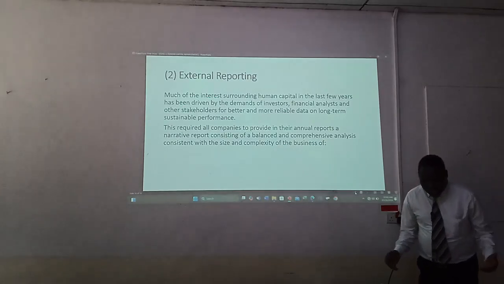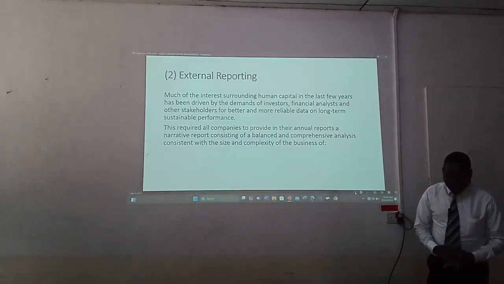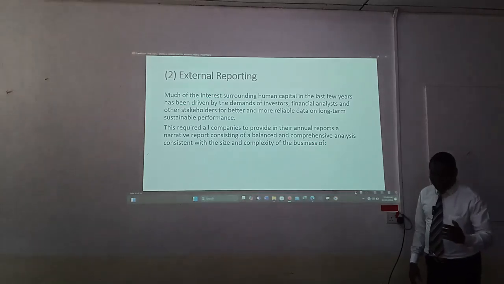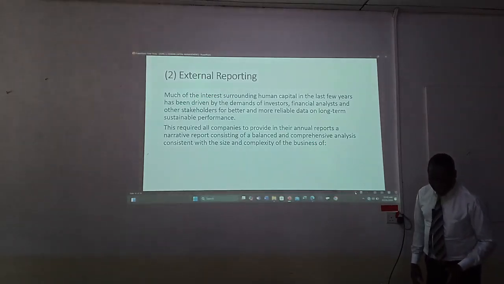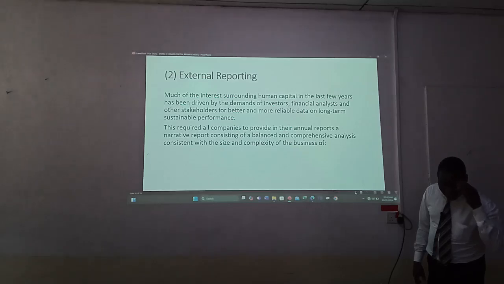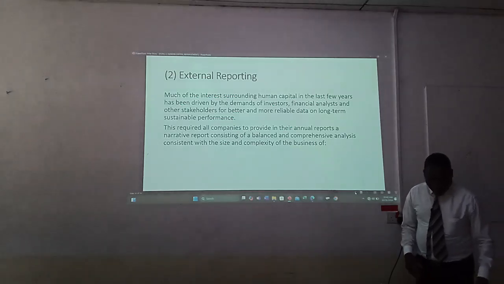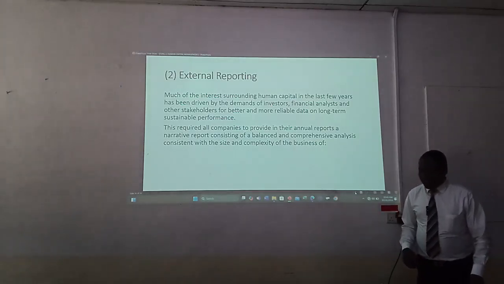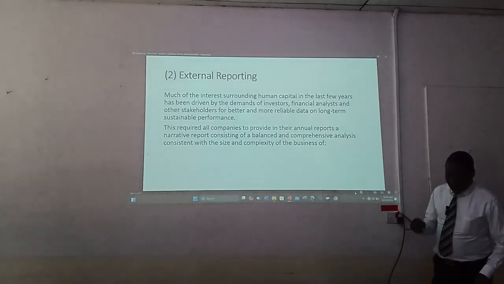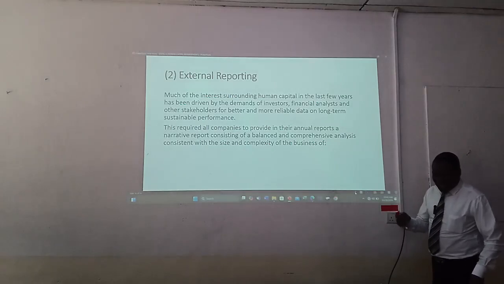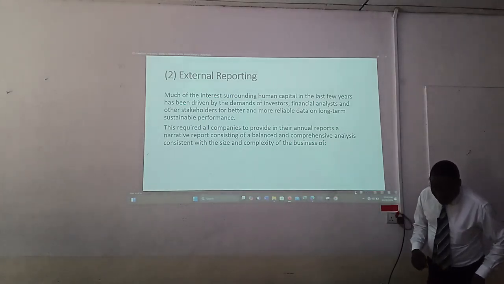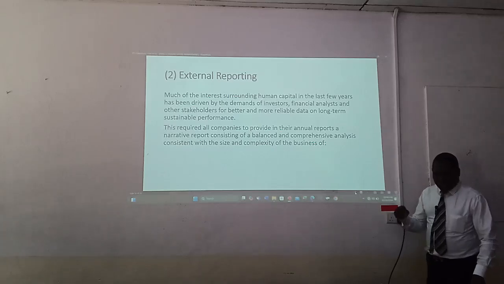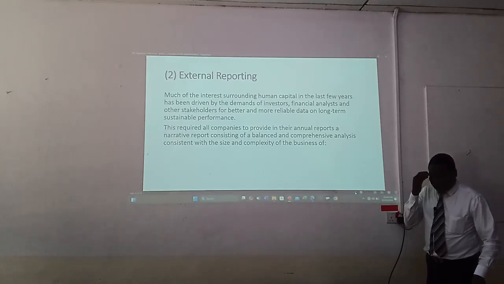Much of the interest surrounding human capital in the last few years has been driven by the demands of investors, financial analysts, and other stakeholders for better and more reliable data on long-term sustainable performance. Let me read it again. Much of the interest surrounding human capital in the last few years has been driven by the demands of investors, financial analysts, and other stakeholders for better and more reliable data on long-term sustainable performance.